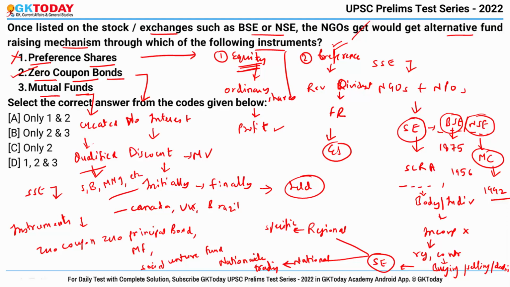Okay. So yes, this is also correct. And now the right answer becomes only 2 and 3. First is not the correct answer. Okay. Now why have we taken this question? Why was it in news? Because the technical group on social stock exchange constituted by SEBI recommended the exclusion of political, religious, trade and corporate organizations from social stock exchange.